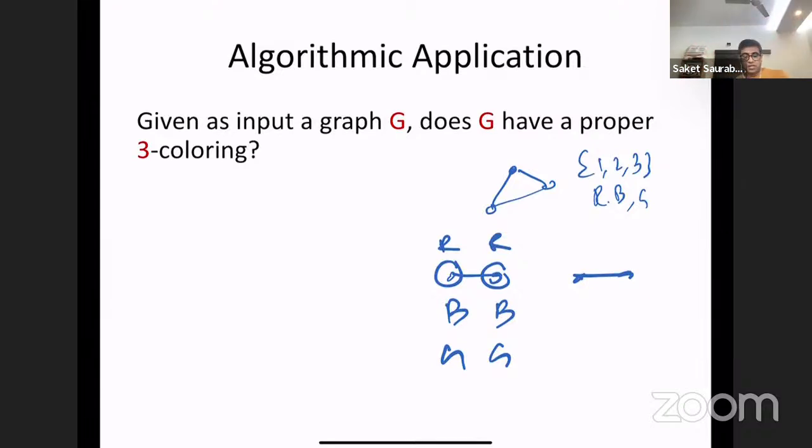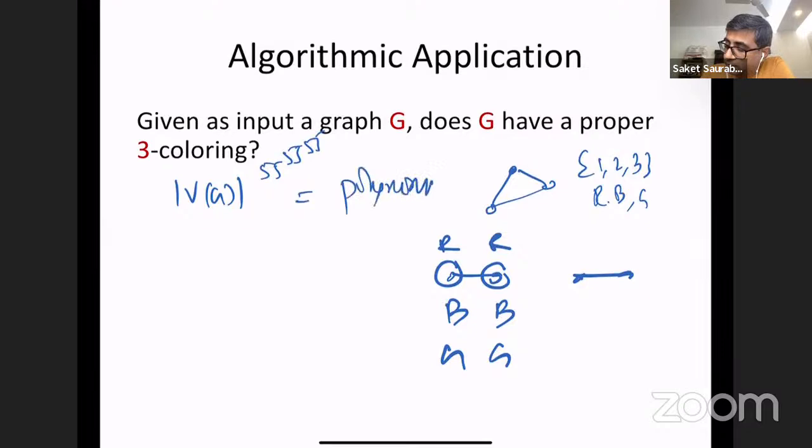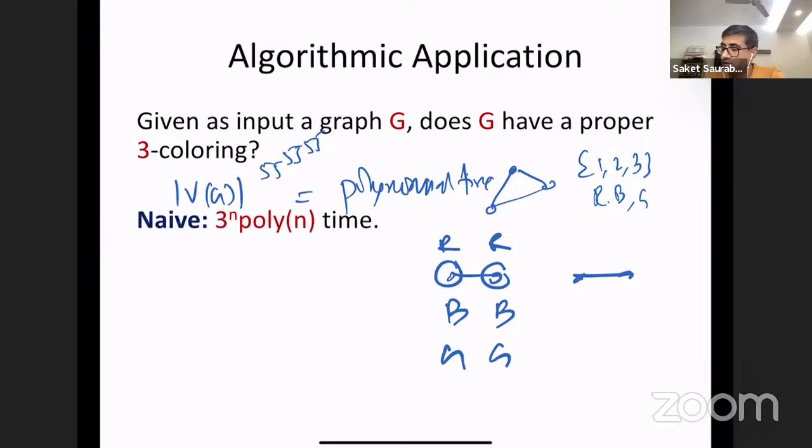Okay, so this is the 3 coloring problem, and it is known to be hard in the sense that you cannot solve this problem in polynomial time. But what best can we hope for? Naively, you will try all 3 to the power n colorings, because every vertex could get either 1, 2, or 3. So there are n nodes, so it is a 3 to the power n time algorithm, which is a very naive algorithm.